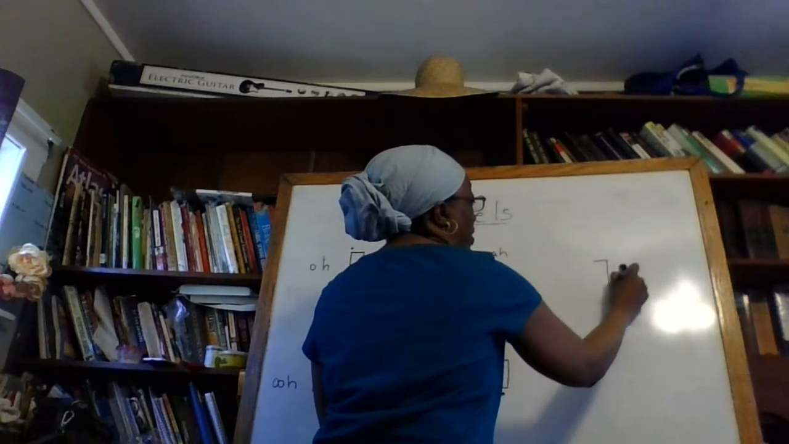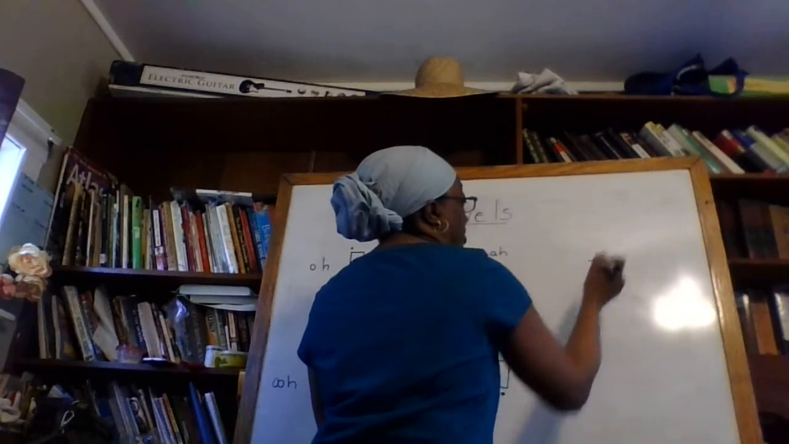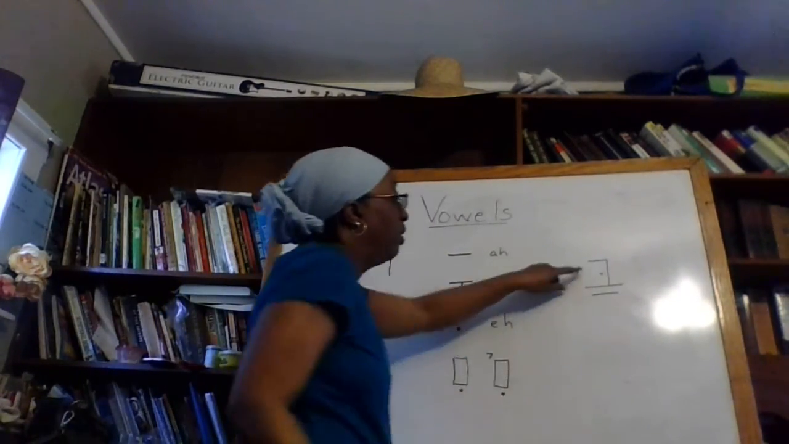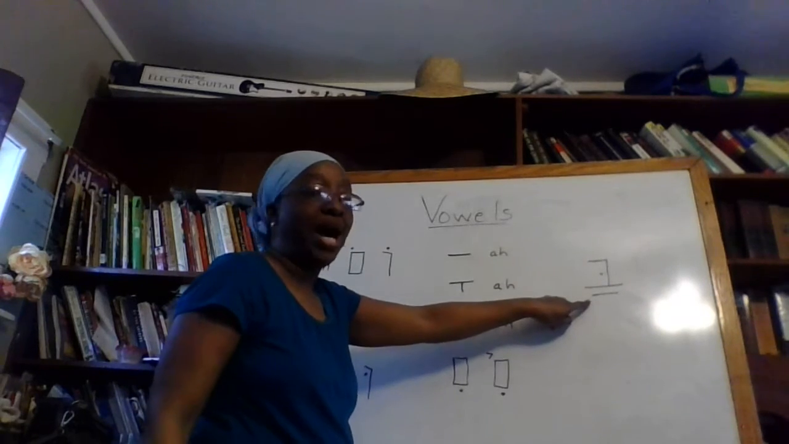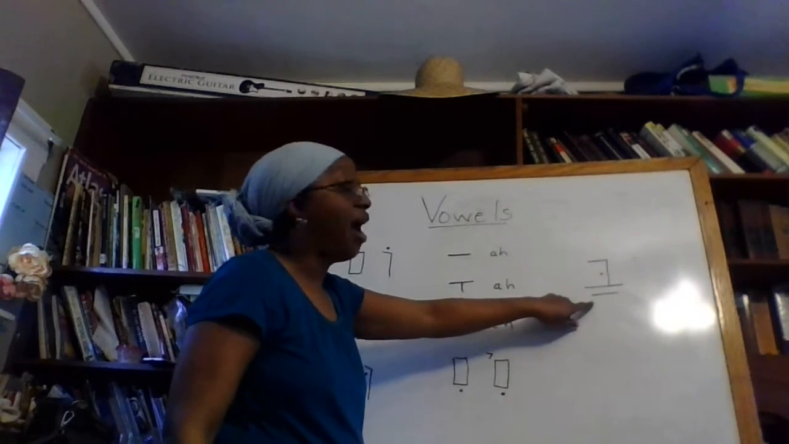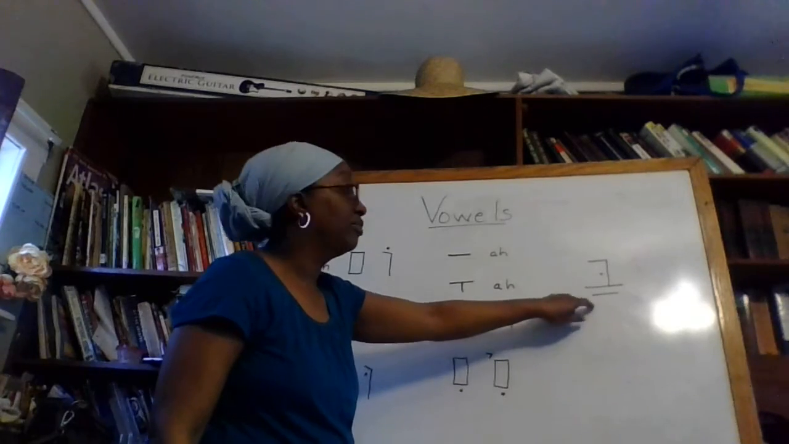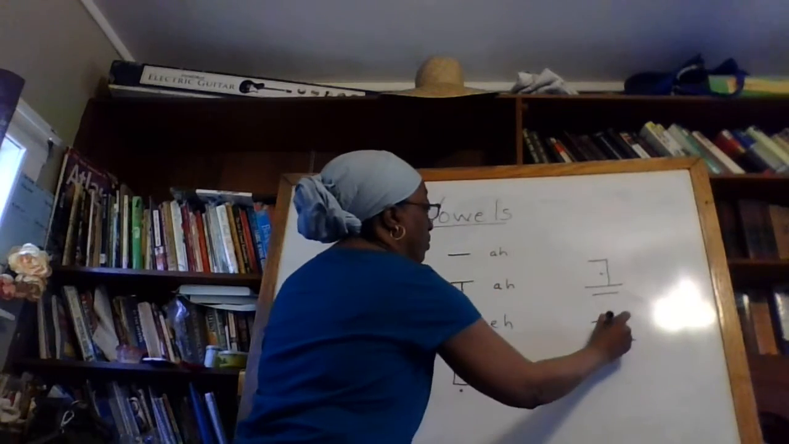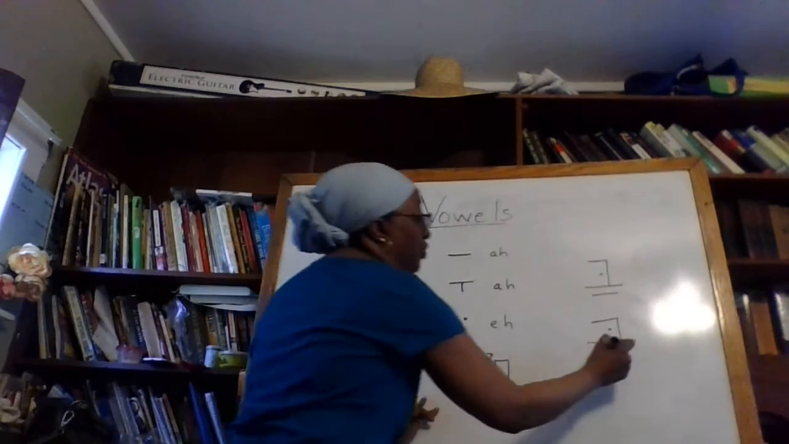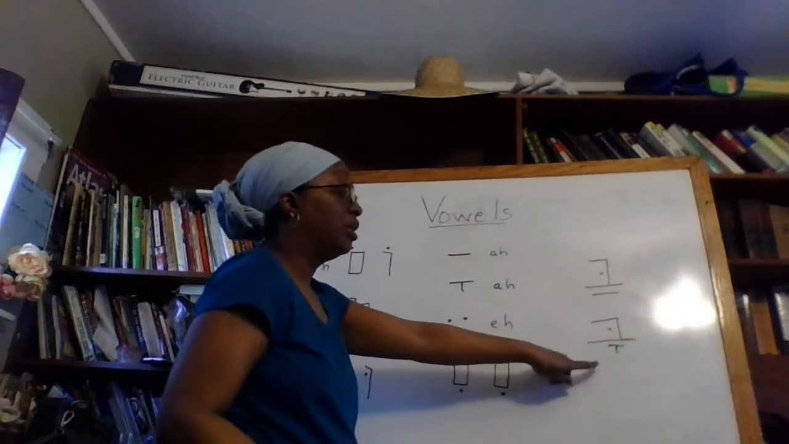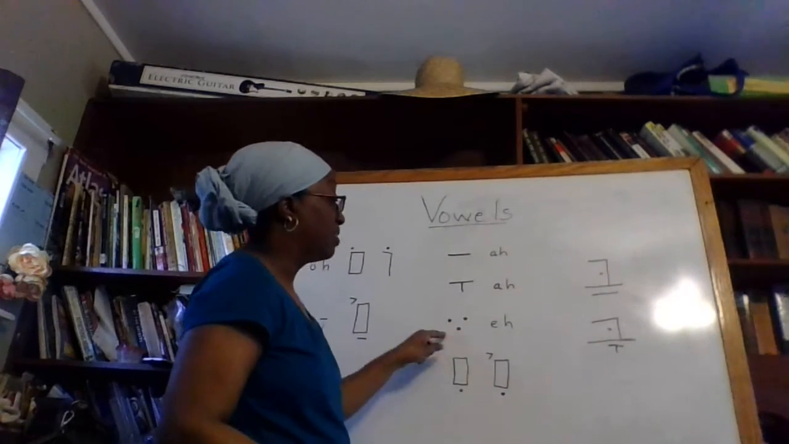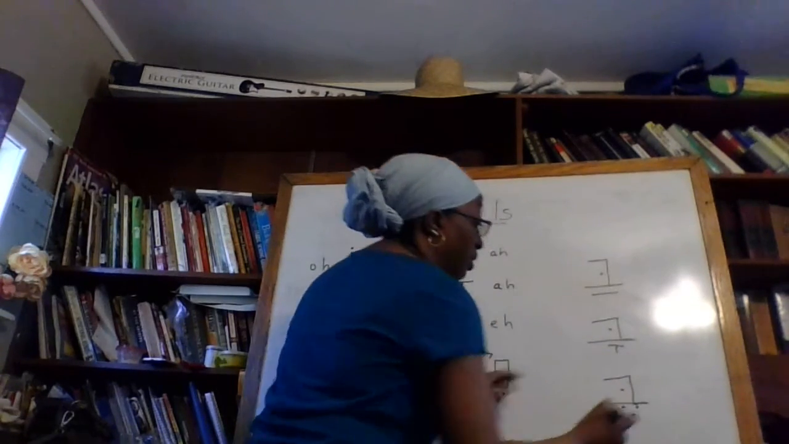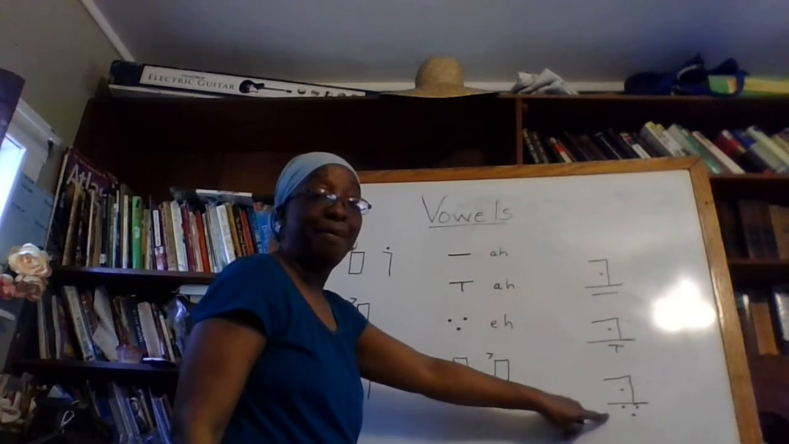So let's take the letter bait. Let's put the I under it. B, I, ba. Let's put the air under it. B, e, be.